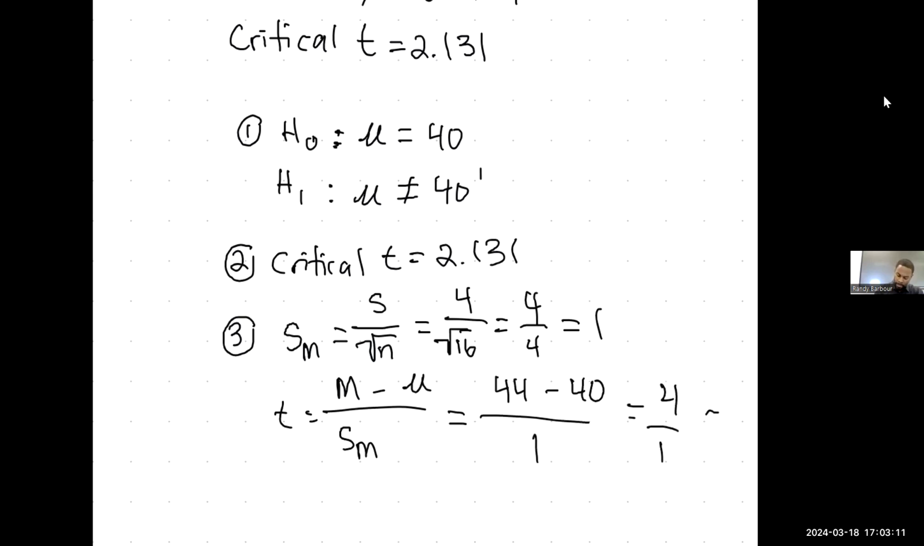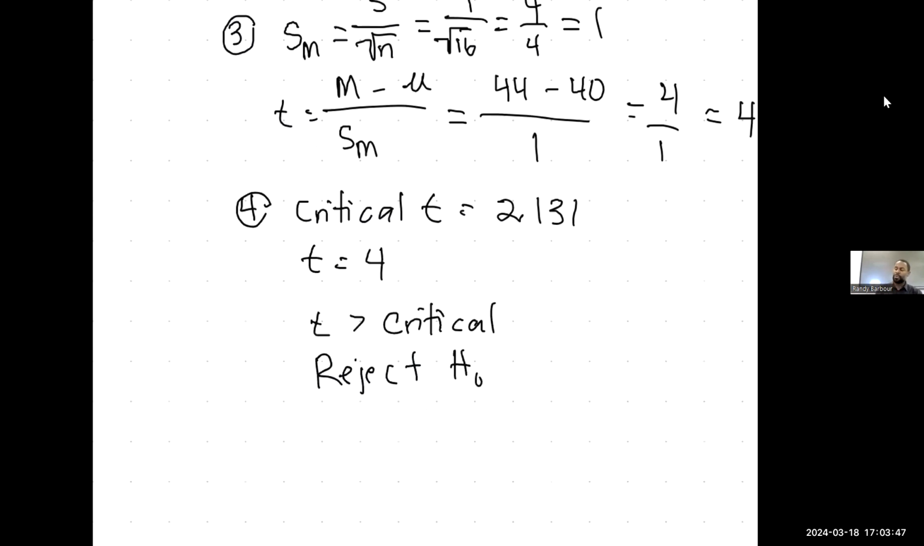All right. So now I have to make my decision. I have my critical t. I'm bringing it back down here so you can see it is 2.131. My actual t value that I got for my research is a 4. Since this value is greater than my critical t, I'm going to reject the null hypothesis, right? So that there is a significant difference. So now I've rejected the null hypothesis.